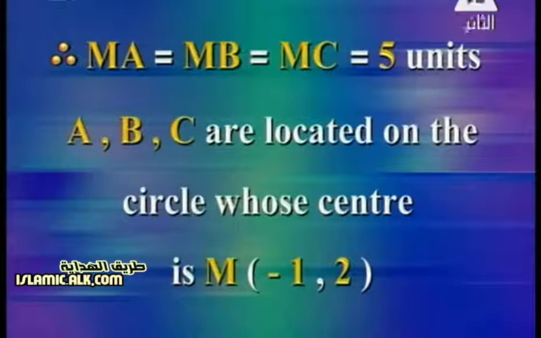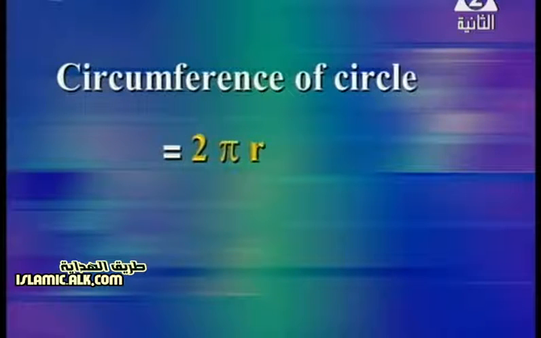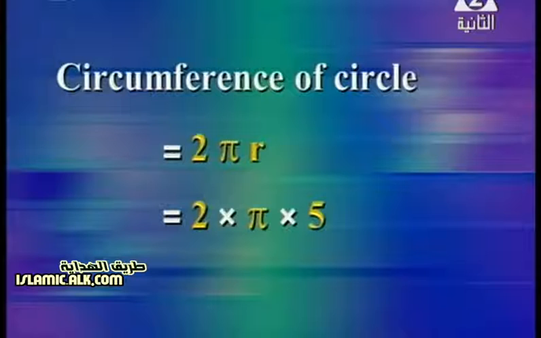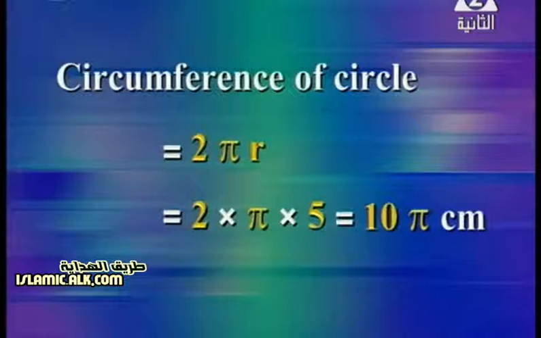Then, to find the circumference of the circle, you are going to notice that the rule for the circumference of the circle is equal to 2 pi r. It means 2 multiplied by pi multiplied by the radius. This will lead us to 2 multiplied by pi multiplied by 5 instead of the radius, as the length of the radius equals 5 units. And this will lead us to an answer of 10 pi centimeters.